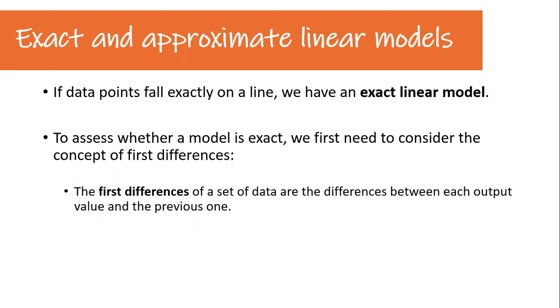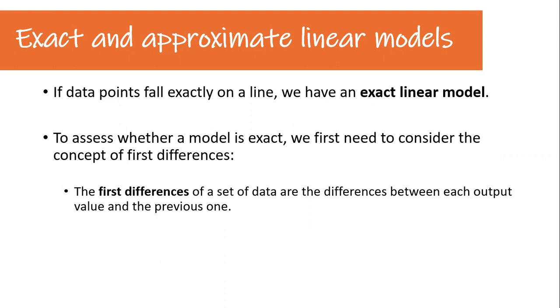If data points fall exactly on a line, we can say that we have an exact linear model. You can think about this as looking at a scatter plot where every single point is on that straight line. Our textbook talks about a piece of uncooked spaghetti. You can also think about using a ruler or any other straight edge that you can think of. If you put a straight line down on your graph paper, every single point that you've plotted falls right on that line somewhere.